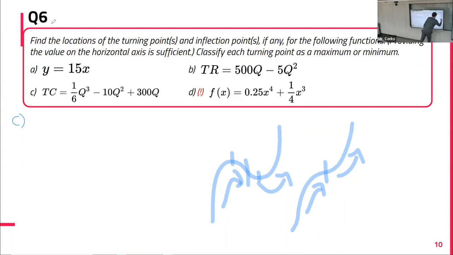So it is possible to have inflection points with no turning points. And then the last one is the special case where it goes perfectly flat. So we do have an inflection point here because we have curving down to curving up. Slope goes perfectly flat, but it never actually changes to the other direction.